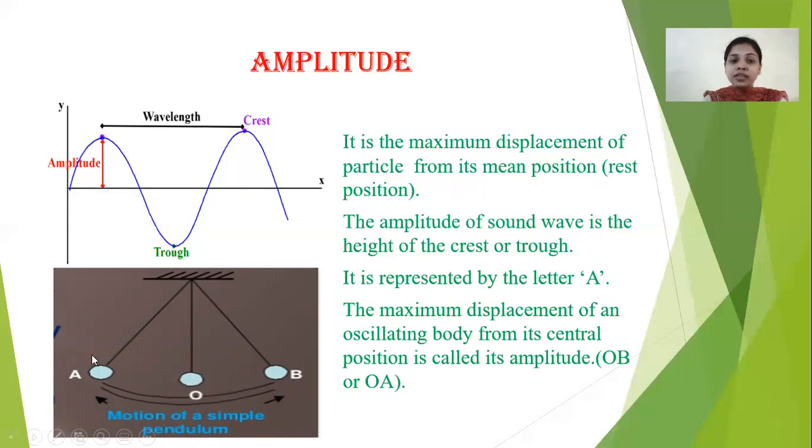Here OA is also the amplitude and OB is also the amplitude because it travels a maximum distance from its mean position. In the wave also, from the central position it travels a maximum distance upward, the height of the crest, or the maximum distance downward, the height of the trough. So it is the amplitude. It is represented by the letter capital A or small a. The amplitude is nothing but the displacement, so we can measure it in meters or centimeters. This is one most important property of the wave, which we call the amplitude.